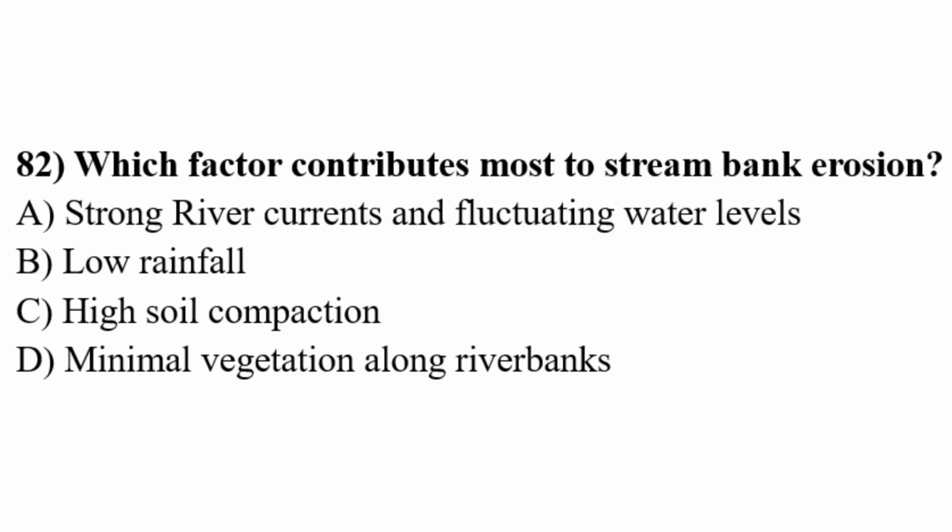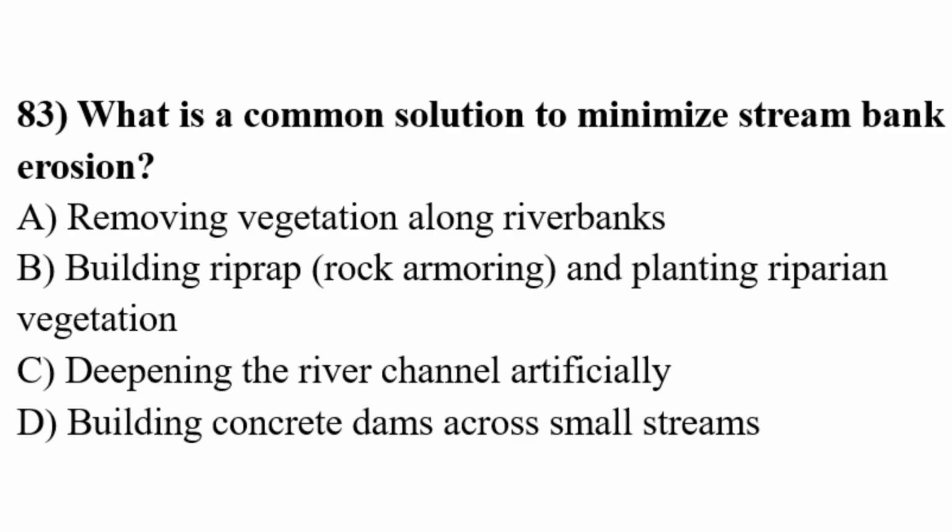82. Which factor contributes most to stream bank erosion? A. Strong river currents and fluctuating water levels. B. Low rainfall. C. High soil compaction. D. Minimal vegetation along riverbanks. Answer: A. Strong river currents and fluctuating water levels.